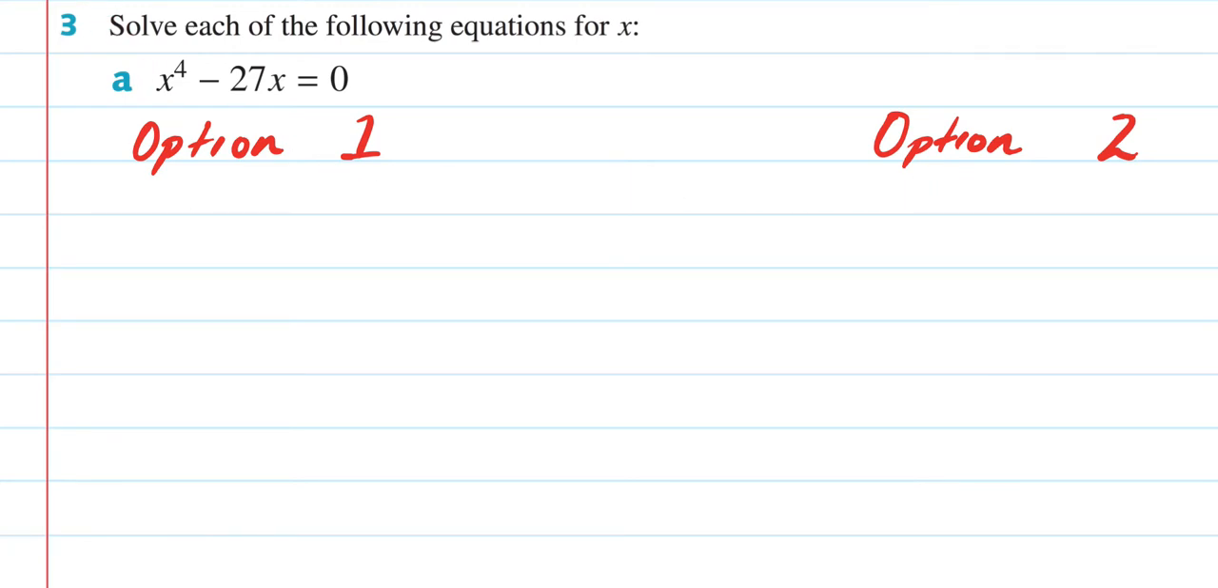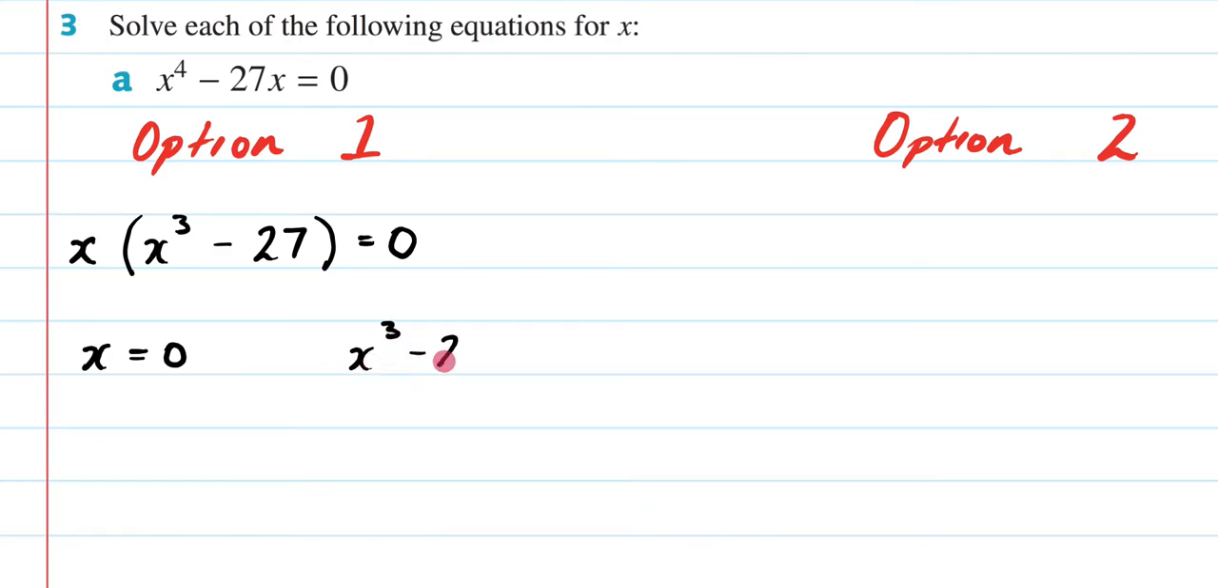The first step of both options is going to be the same, and that is take out any common factors. And obviously we can take x out of this, which is going to leave me with x to the power of 3 minus 27 equals 0. Once I'm here, I can now use my null factor theorem, which tells me that either of these is going to be equal to 0. So it's going to be x is equal to 0, or this is equal to 0: x cubed minus 27 equals 0.